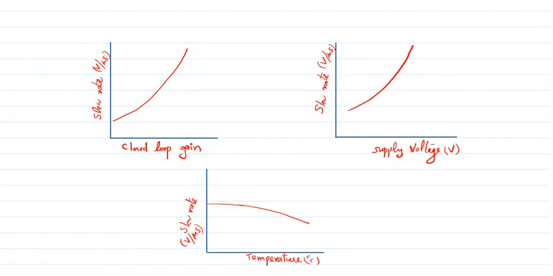But when we apply temperature, what happens to the slew rate? It slightly decreases with the increase in temperature. In the case of temperature only, they are inversely proportional: an increase in temperature results in a decrease in slew rate.